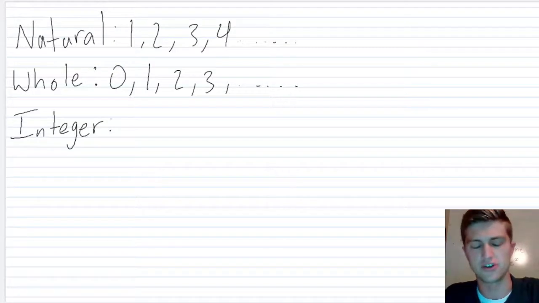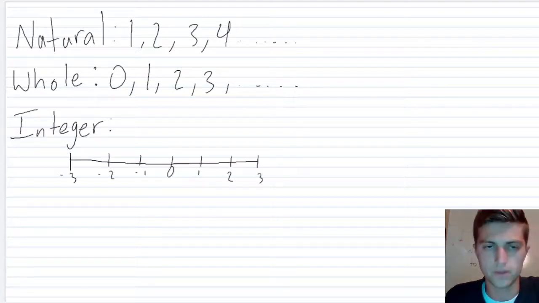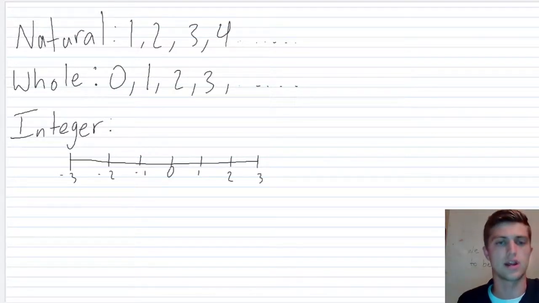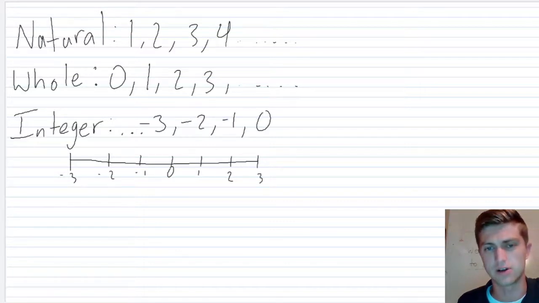Next, we have integers. For integers, you just want to think of a number line with all the little hash marks on it. A number line includes all the whole numbers, but it also includes all the negative versions of those numbers too. So we go down to negative infinity. We have things like negative 1,000, negative 210, negative 3, negative 2, negative 1, 0, and we also have all the positive whole numbers as well, 2, 3, and they go into infinity as well.